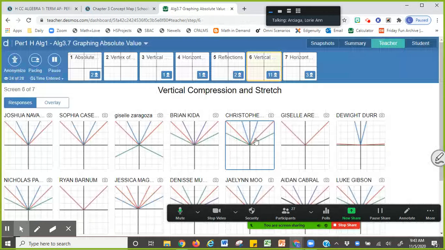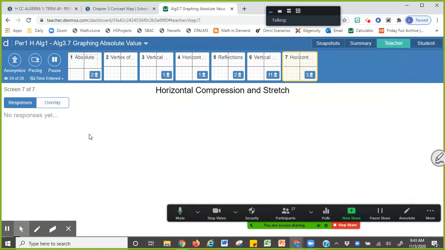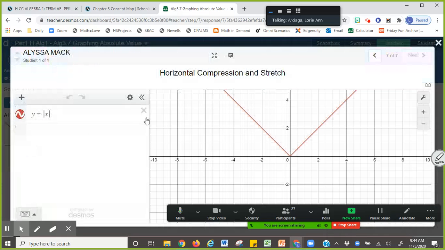Okay, on the last one, number 7, horizontal. Anybody in here yet? If you got stuck in decimals, that's okay. I'm recording this so you can follow along later on. I already anticipated that because it usually happens when we use decimals. So I recorded everything. I'll upload it later.